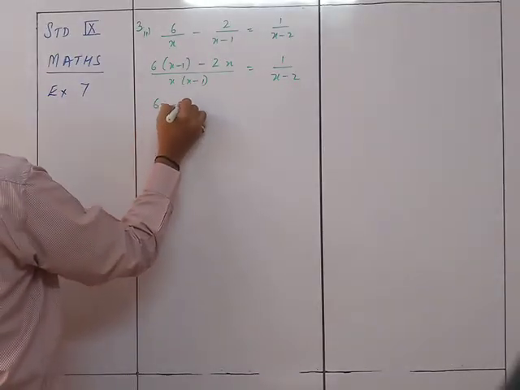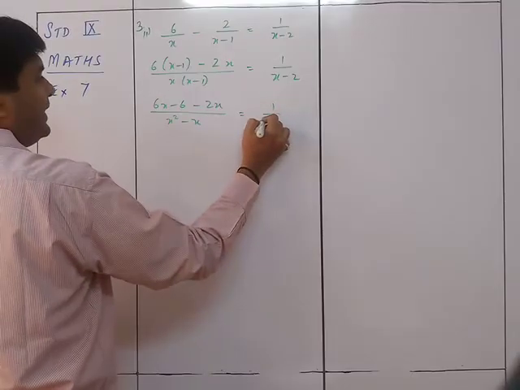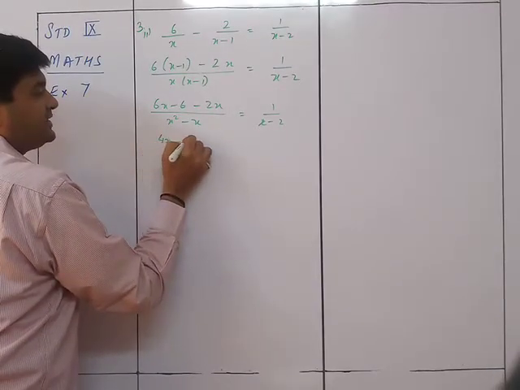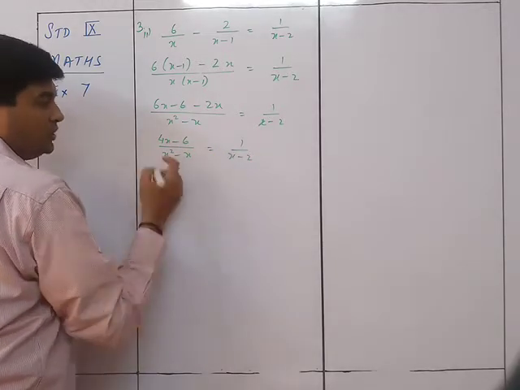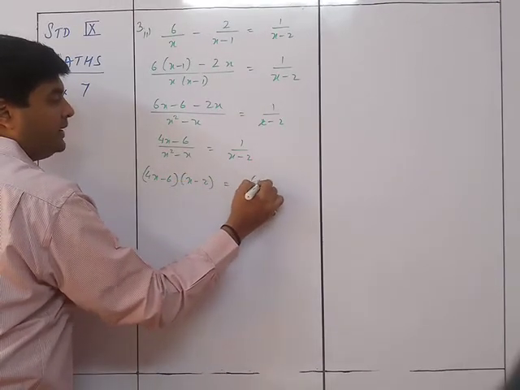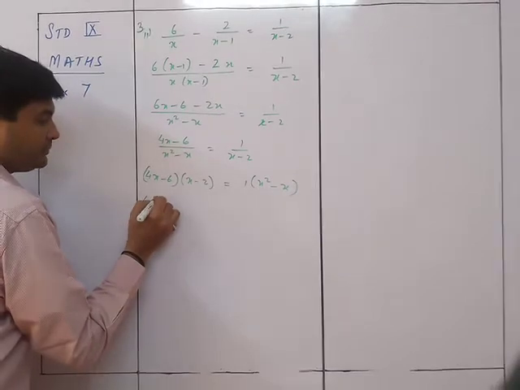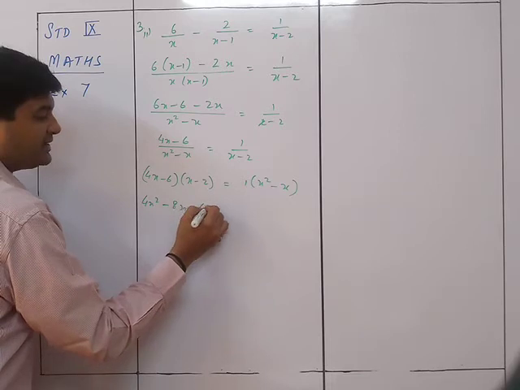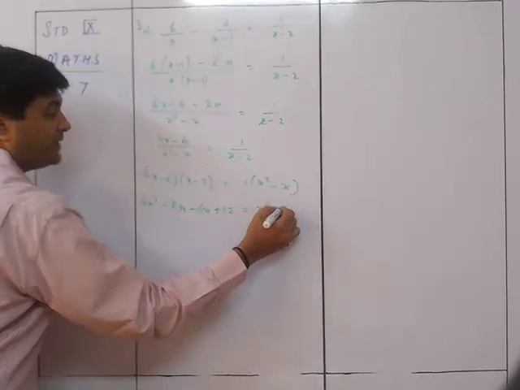This gives me 6x minus 6 minus 2x upon x square minus x is equals to 1 upon x minus 2. This gives me 4x minus 6 upon x square minus x is equals to 1 upon x minus 2. Cross multiply, 4x minus 6 into x minus 2 is equals to 1 into x square minus x. 4x into x is 4x square. 4x into minus 2 is minus 8x. Minus 6 into x is minus 6x. Minus 6 into minus 2 is plus 12 is equals to x square minus x.